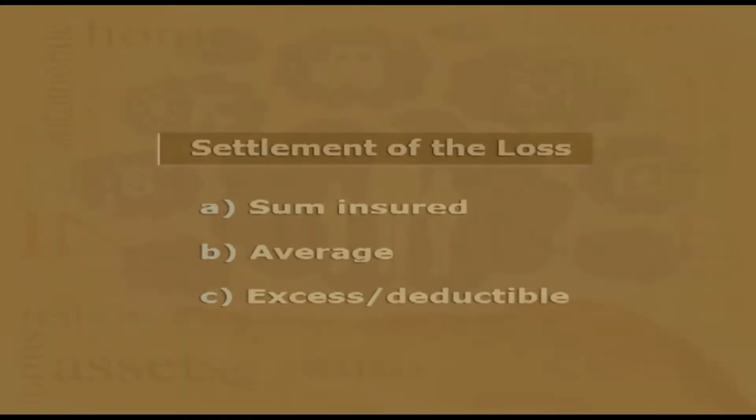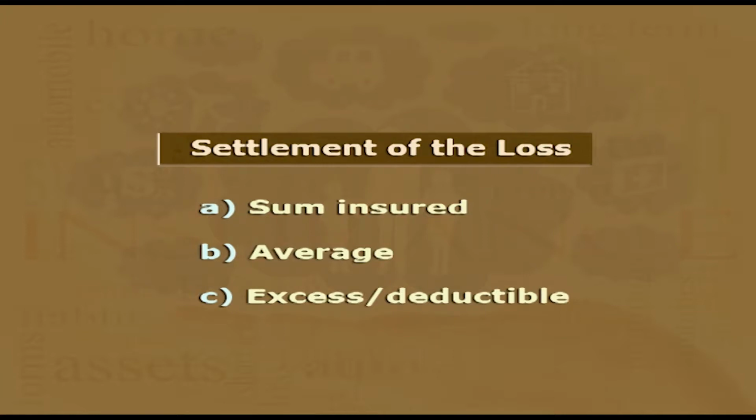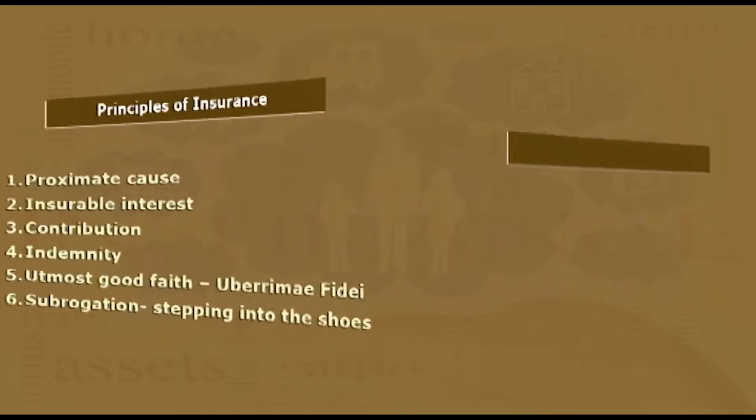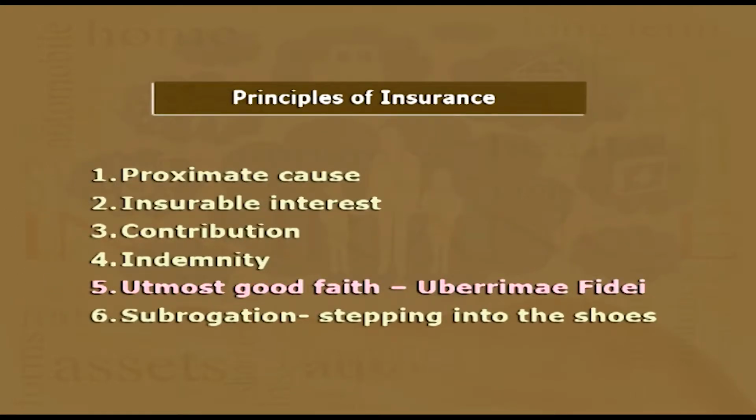The settlement of the loss will be subject to the limitations mentioned here. A. Sum insured, B. Average, C. Excess or deductible. Number 5. Utmost good faith. It is the duty to disclose all material facts relating to the risk to be covered. A material fact is a fact which would influence the mind of a prudent underwriter in deciding whether to accept a risk for insurance and on what terms.